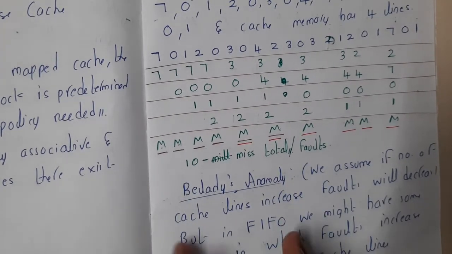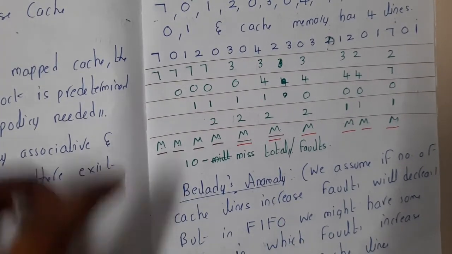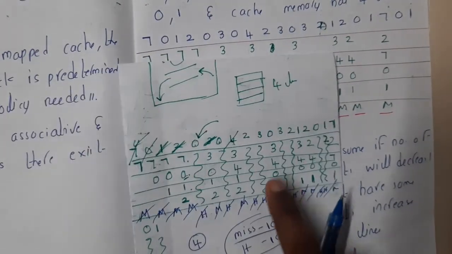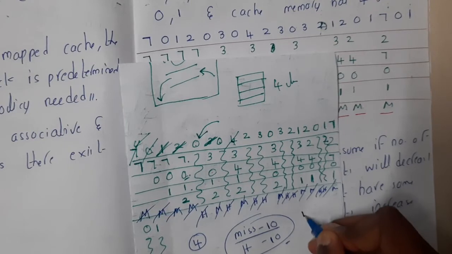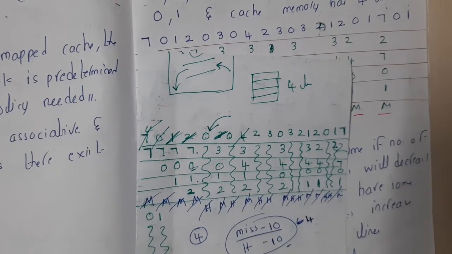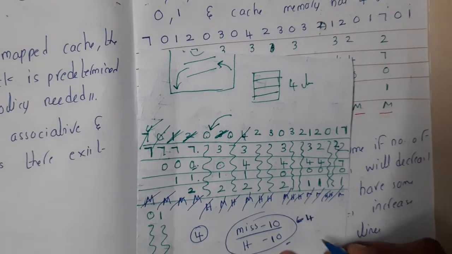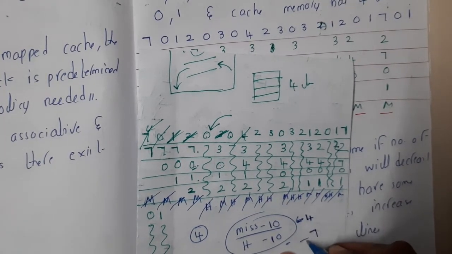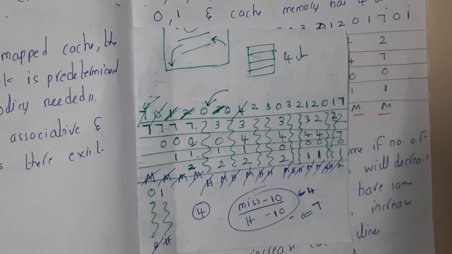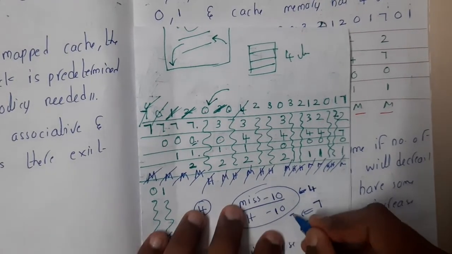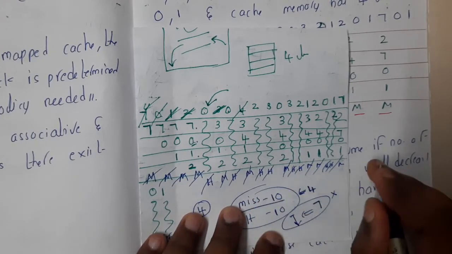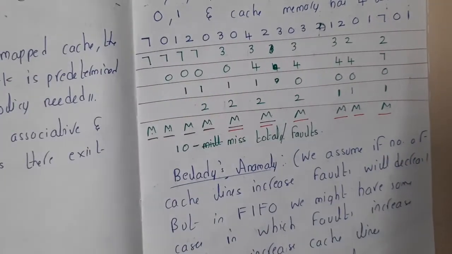Basically, what did the scientist say? What is the ideal case, guys? Let us take a small thing here. How many cache lines are there? 4 cache lines. If I increase my cache lines to 7, what will happen to my miss ratio, guys? What will happen to my number of misses? Most of the students will say that they will decrease. But that is not always the case, guys.